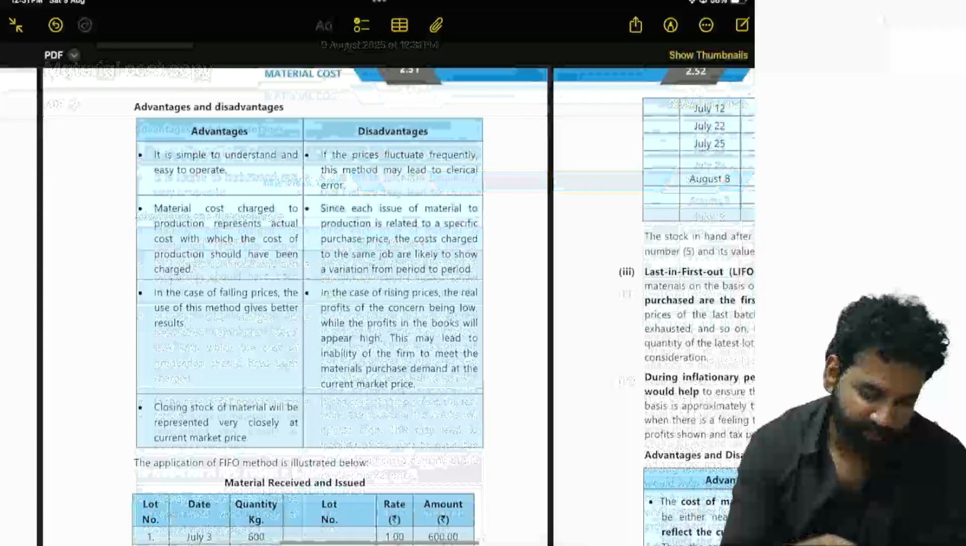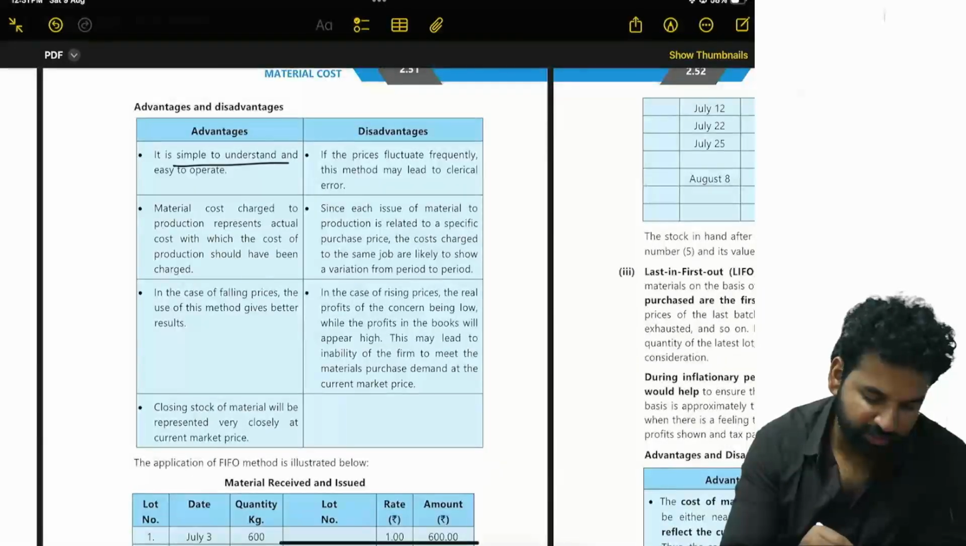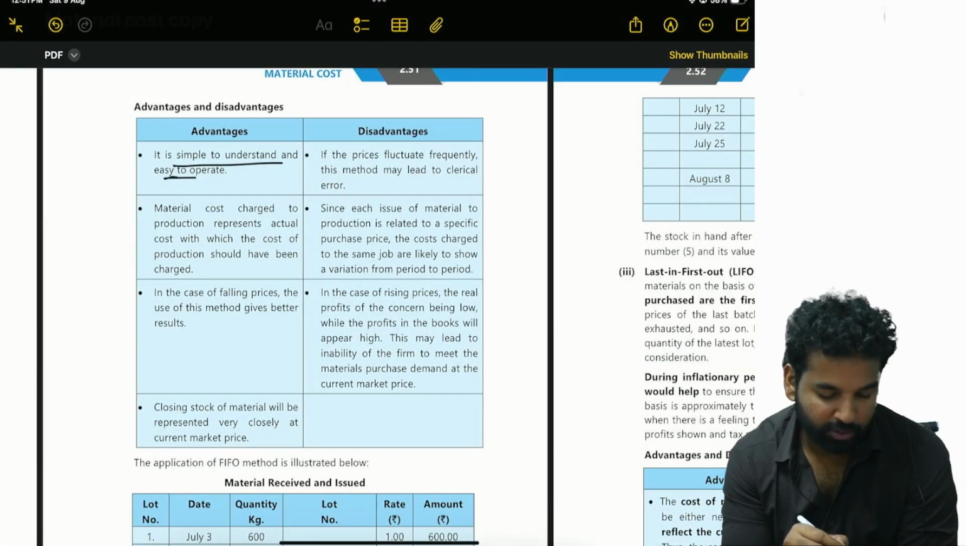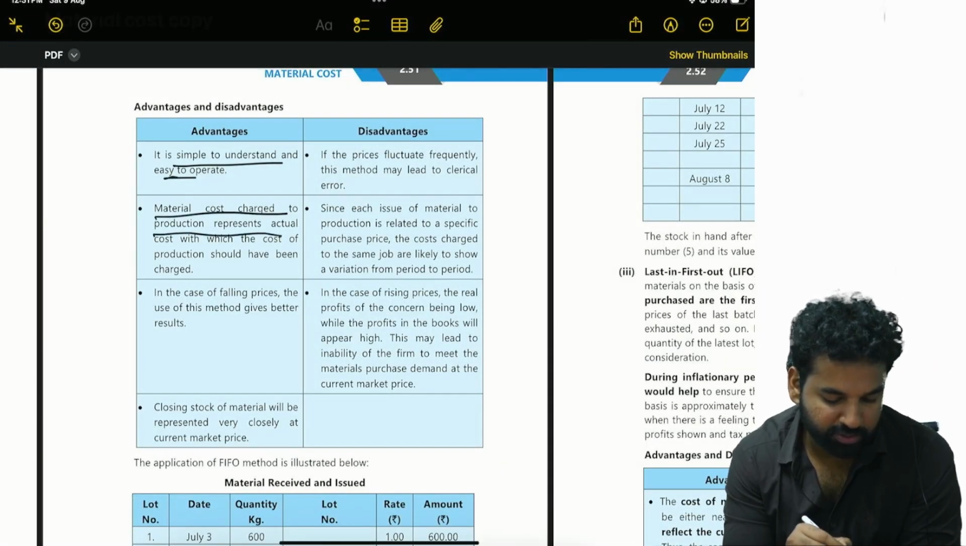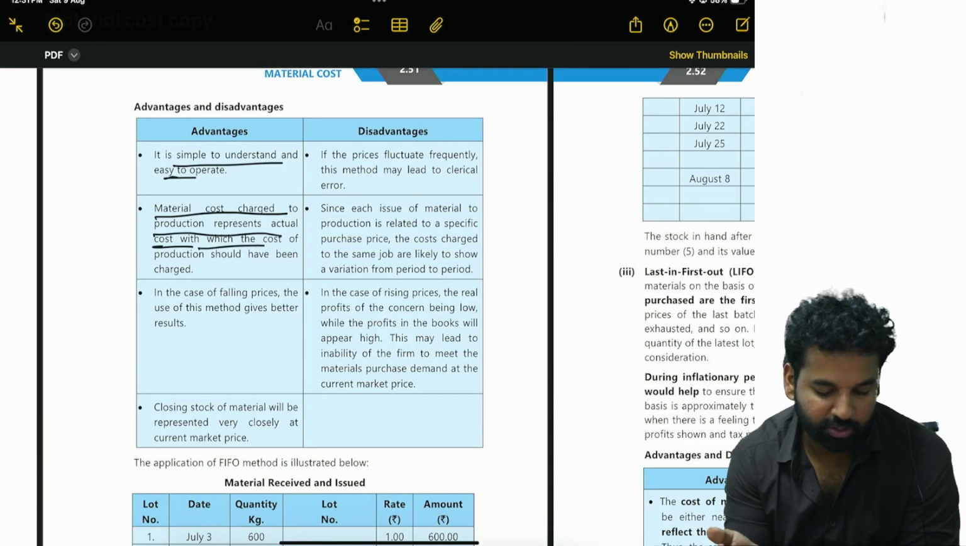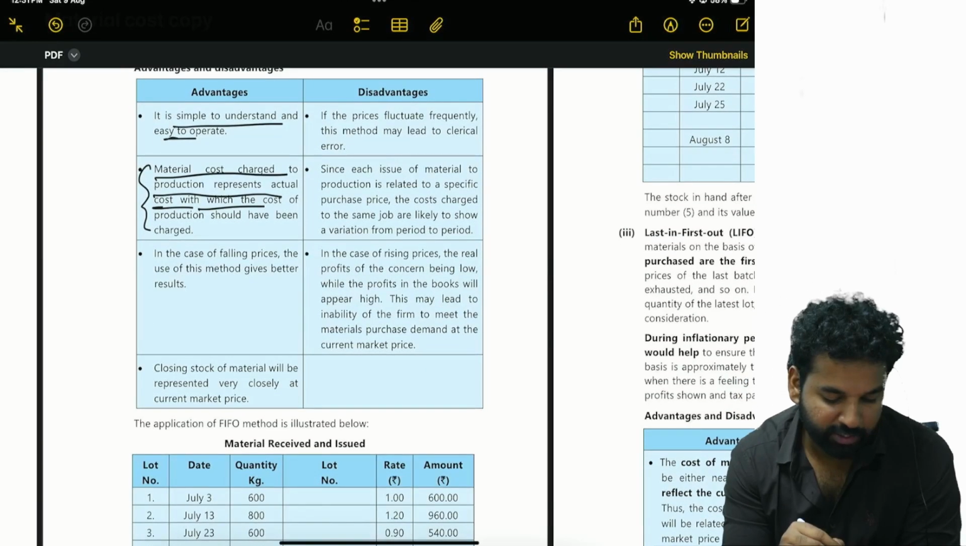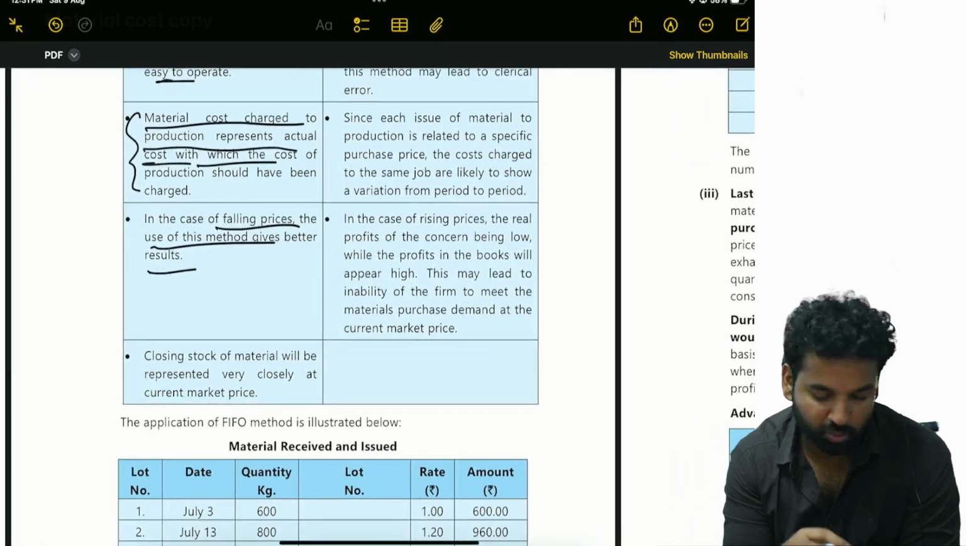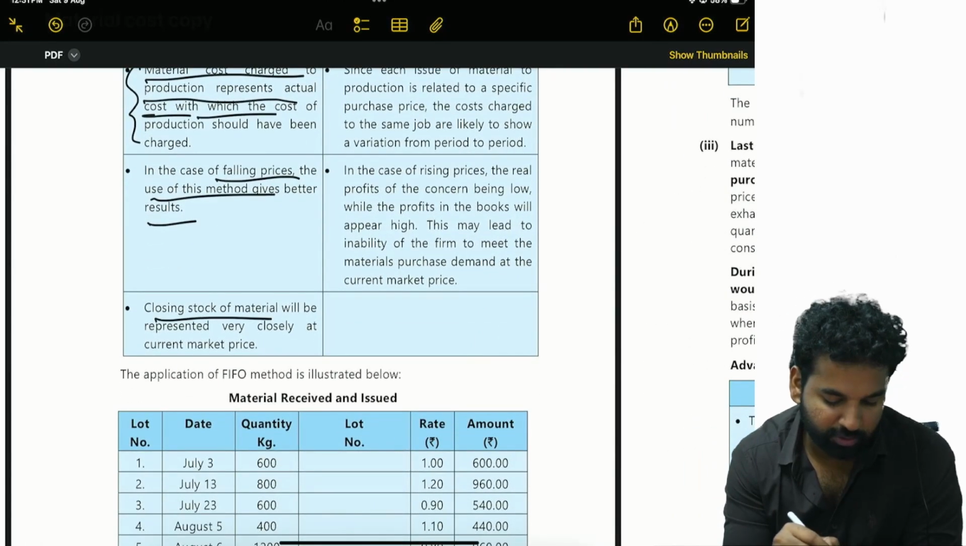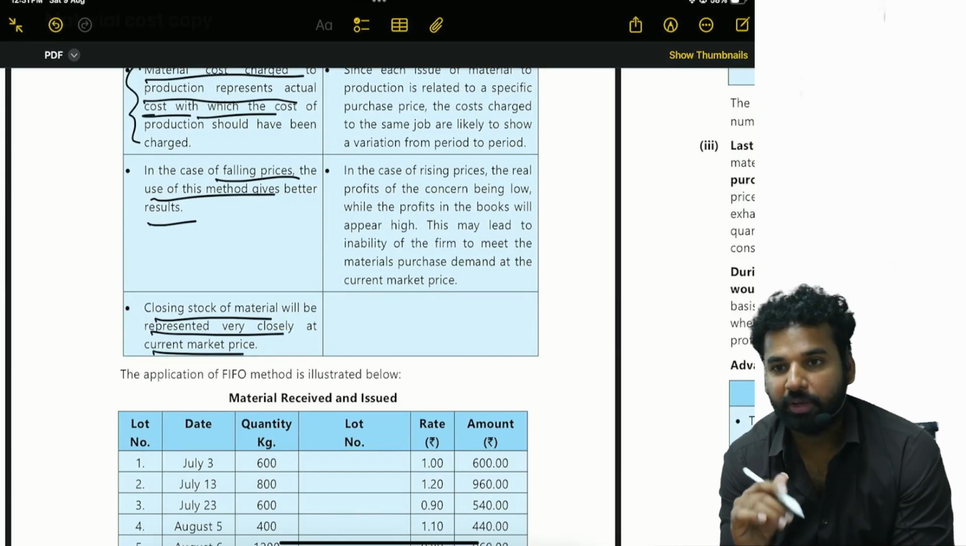Right. So, advantage, disadvantage. Advantage: it is simple to understand and easy to operate. Material cost charged to production represents the actual cost with which the cost of production should have been charged. Actual cost only we will charge. And in case of falling prices, use of this method gives better results. Falling prices, no inflation. Closing stock, the material will be represented very closely at current market price.